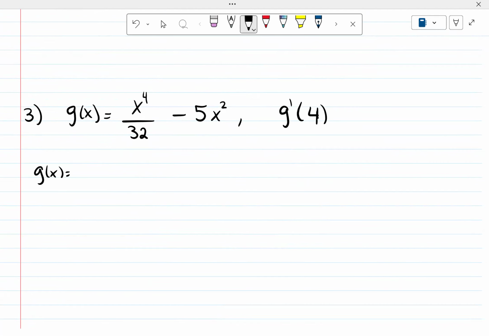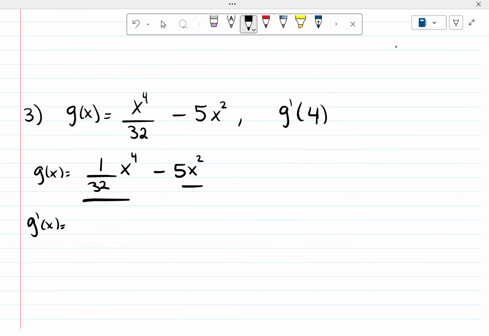Did you know you can rewrite this problem? X to the fourth over 32 is the same thing as 1 over 32 times x to the fourth. Okay, now let's go ahead and find g prime of x. For these, you could just use the power rule for each term. For this whole thing, you can use power rule, and then for the negative 5x squared term, too.